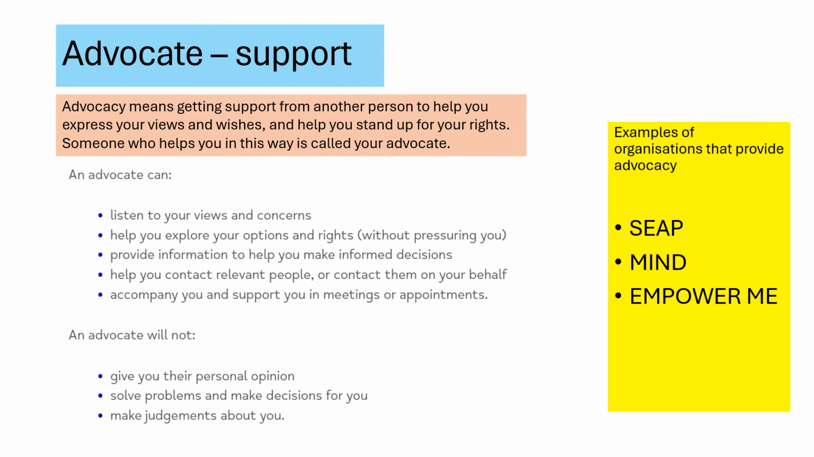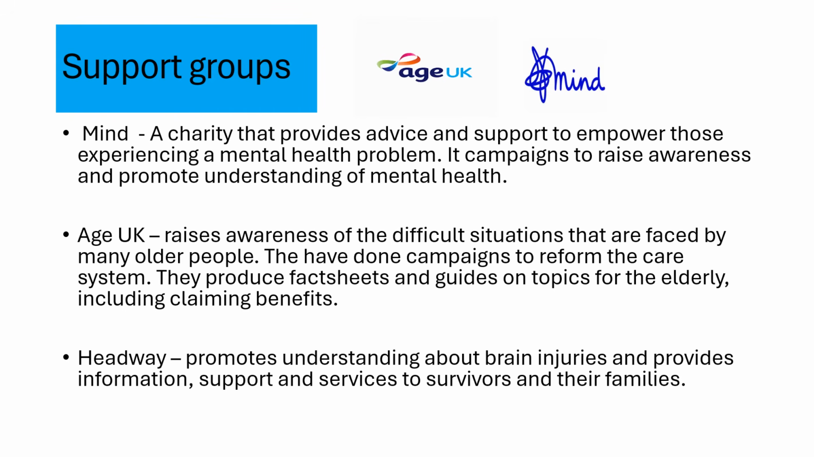So examples of organisations that provide advocacy are CAP, Mind and Empower Me. Again, these are usually 1-mark questions, so it's good to keep those in mind and know who is there to provide advocacy. It's good to be aware of the different support groups that are available out there. The three main ones I suggest that you make yourself aware of are Mind, Age UK and Headway.